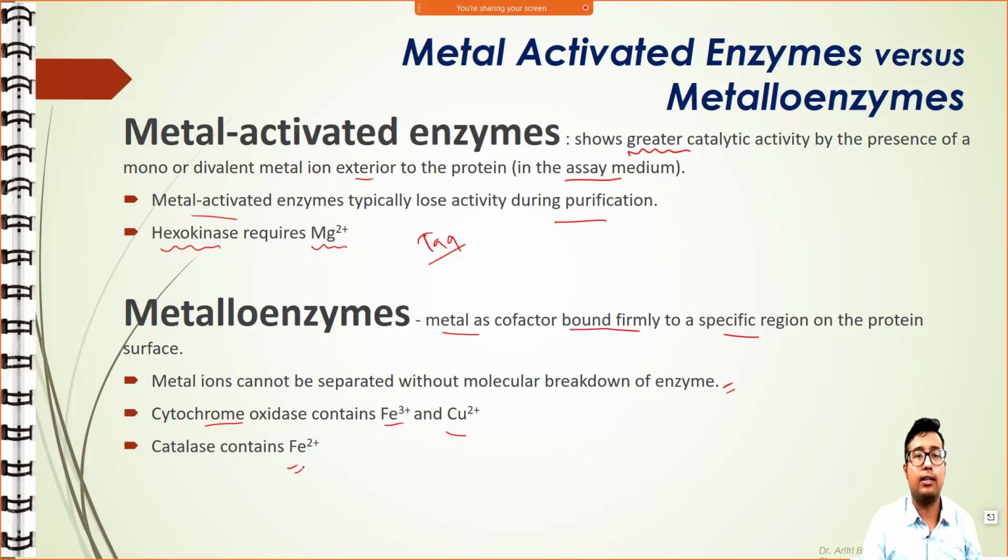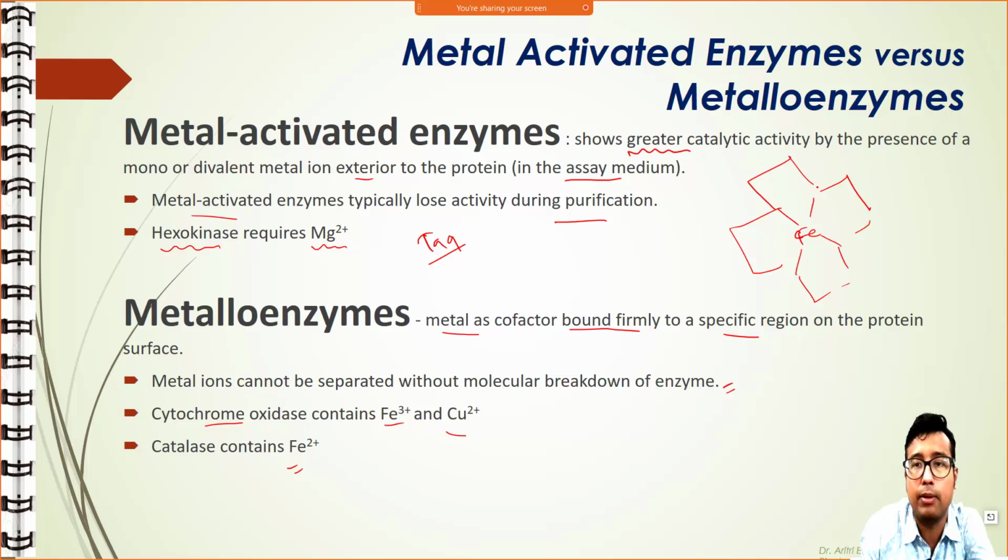Catalase contains iron. So you know the structure of cytochrome. It has an iron in the center and 4 pyrrole rings like that. And just to give you an example, if you look at the structure of hemoglobin, it is the same as cytochrome. So we cannot remove this iron.